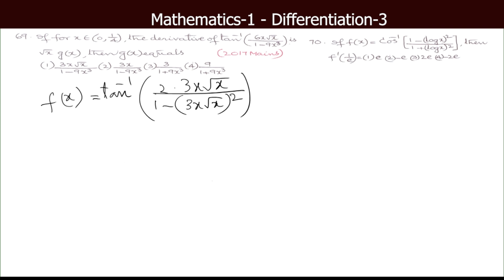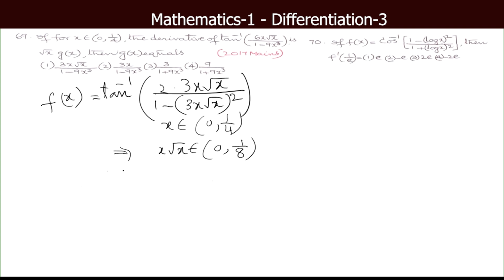So here x belongs to 0, 1 by 4 implies x root x belongs to 0, 1 by 4 whole power 3 by 2, 1 by 8. 4 into 2 square, 2 square whole power 3 by 2. X power 3 by 2 is x root x and 10.